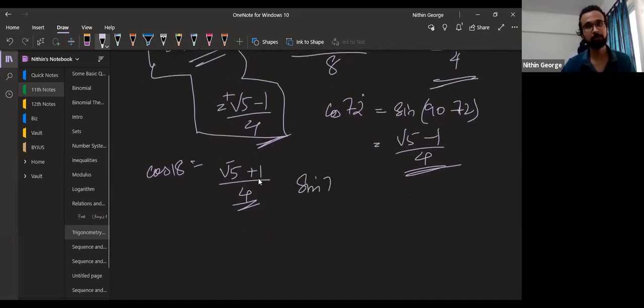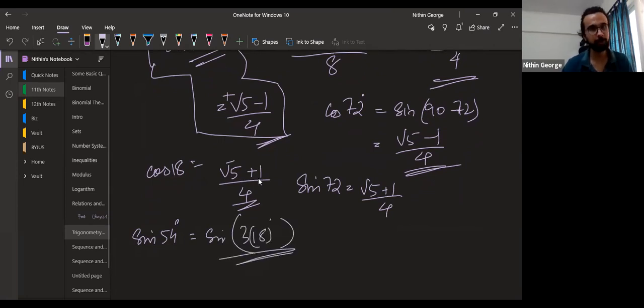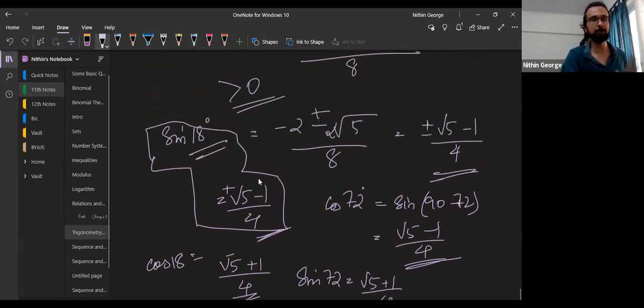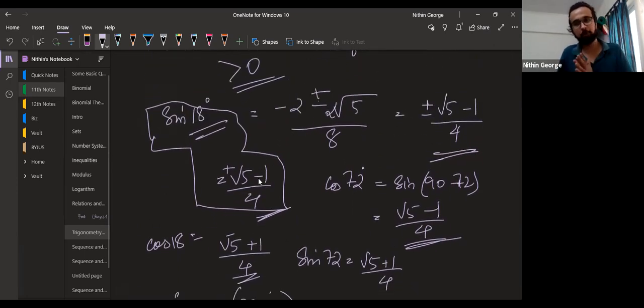So now what is sine 72? Root 5 plus 1 by 4. You can find a lot of angles this way, guys. What is sine 54? It's sine of 3 into 18 degrees. Rest you can manage, right? Yes, sir. So it's that simple. So just remember sine 18 is root 5 minus 1 by 4. Everything else will fall into place on its own. Got this? Yes, sir.